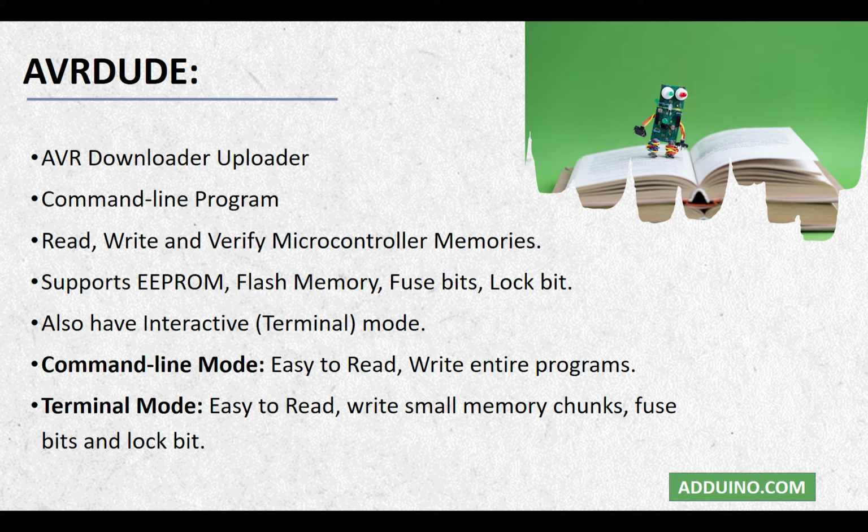AVRDUDE can be used effectively via the command line to read or write the on-chip memories. They include EEPROM, flash memory, fuse bits, lock bits, and signature bytes. If you want to upload a hex file to the flash memory of your microcontroller, you can easily do it using the command line. On the other hand, the interactive terminal mode makes it easier if you are exploring memory content, modifying individual bytes of EEPROM, or programming fuse or lock bits.